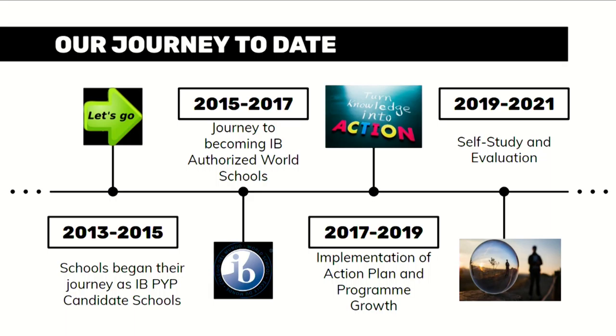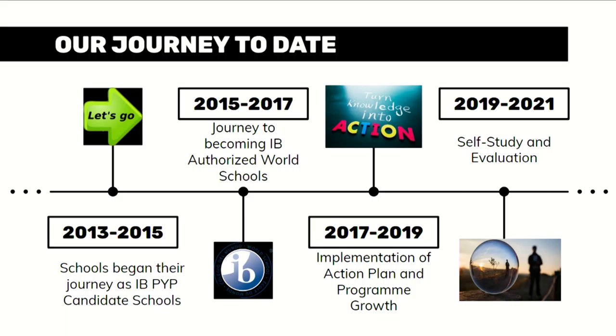Between 15 and 17, we became authorized IB World Schools. Back in pre-COVID days, an authorization visit was in person. It was over the course of 2 days where IB evaluators visited each school building. Typically, that's between 2 and 3 visitors for the team.